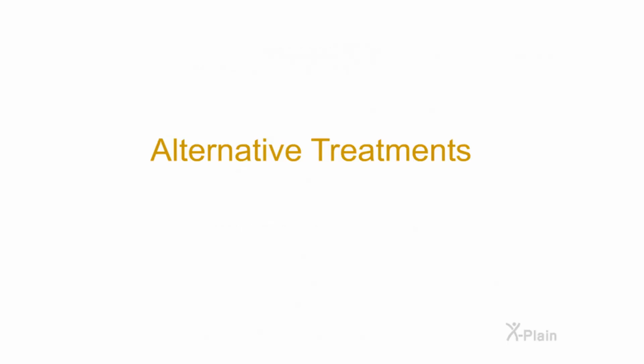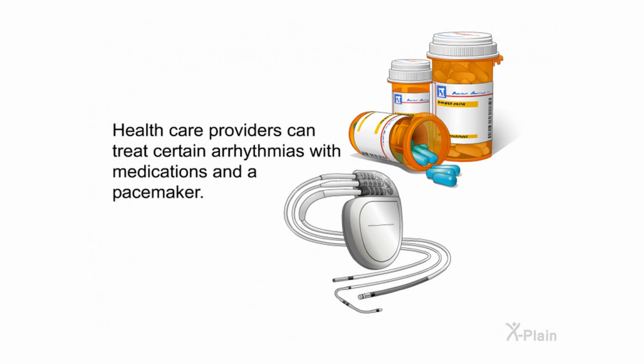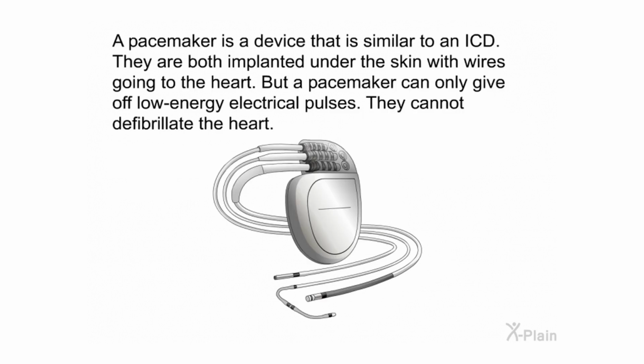Alternative treatments. Healthcare providers can treat certain arrhythmias with medications and a pacemaker. A pacemaker is a device that is similar to an ICD. They are both implanted under the skin with wires going to the heart, but a pacemaker can only give off low-energy electrical pulses. They cannot defibrillate the heart.